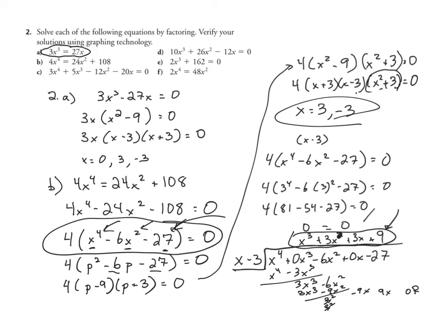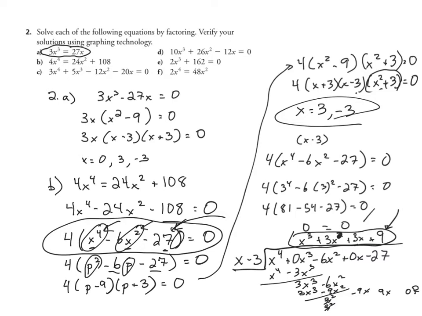And as you can see, it was so much easier just to realize that this is a 4th degree, 2nd degree, 0th degree, and replace it with p for x squared, and then bring it back to x squared. It just made life easier for me.